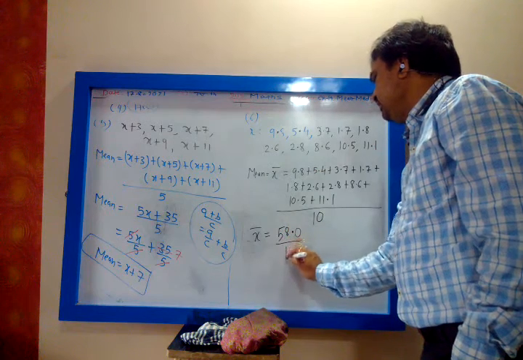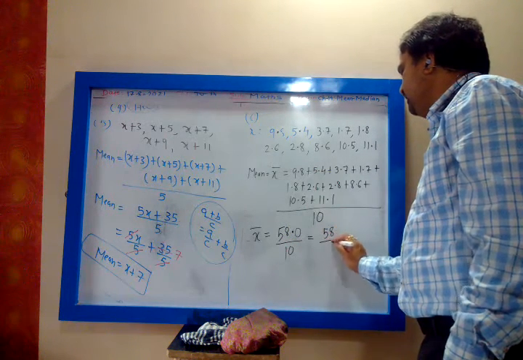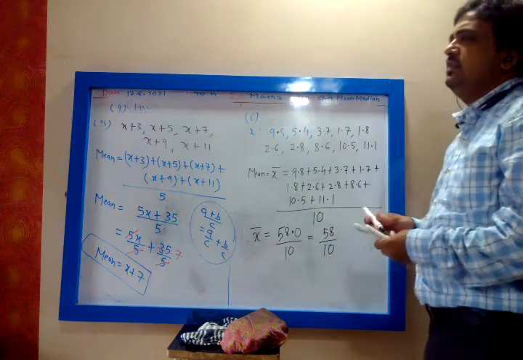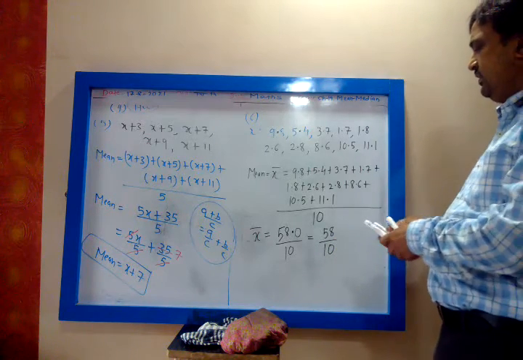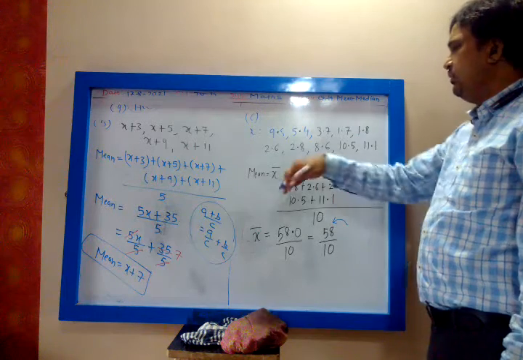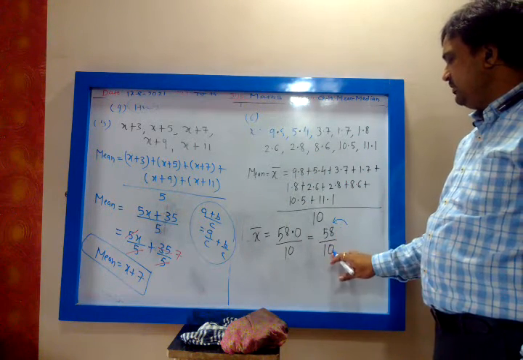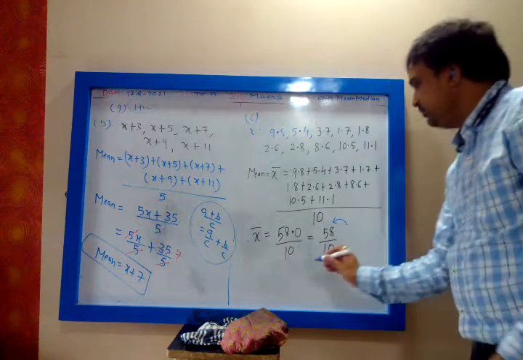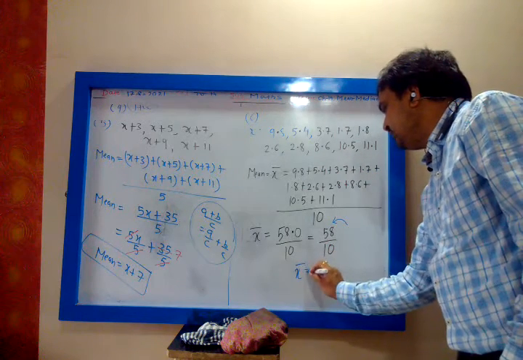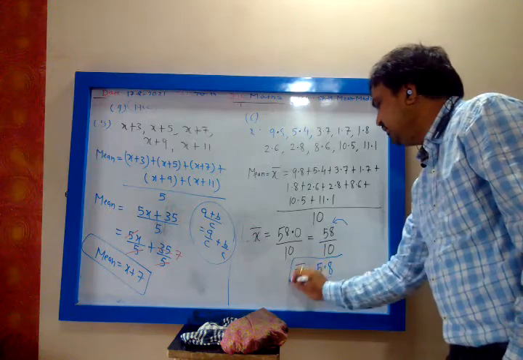58.0 divided by 10. 58.0 is the same as 58. 58 divided by 10, there is no need to cancel. You have to put the decimal, moving from right to left, and place the decimal after one digit, because 10 is there in the denominator. So x bar is 5.8.